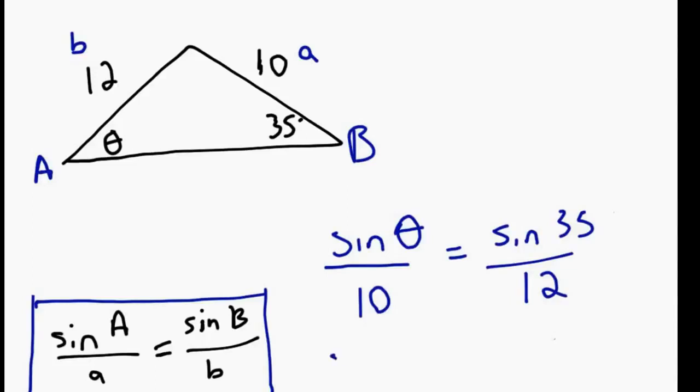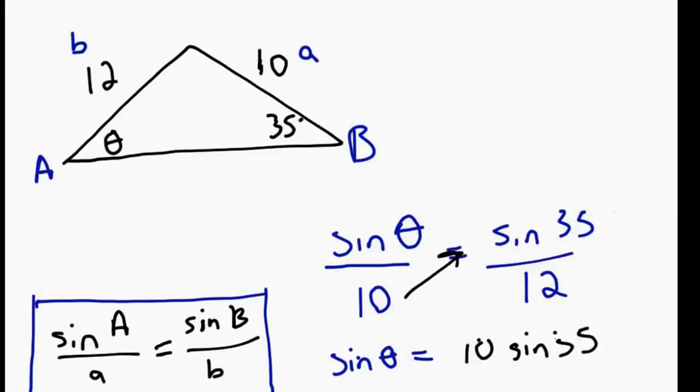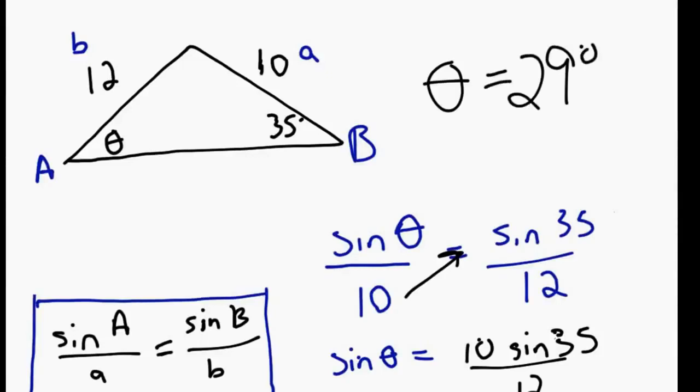On your calculator, the first step is to get rid of that 10. We don't want the 10 there, so let's multiply by 10, so the 10 will go up top. You'll have 10 times sine 35 divided by 12. You can do that on your calculator: sine 35 times 10, hit equals, divided by 12. That gives us 0.47, and then go shift sine of that answer, and you get 29 degrees. The same answer that we had on the previous question. Okay, so that's how the sine law works.